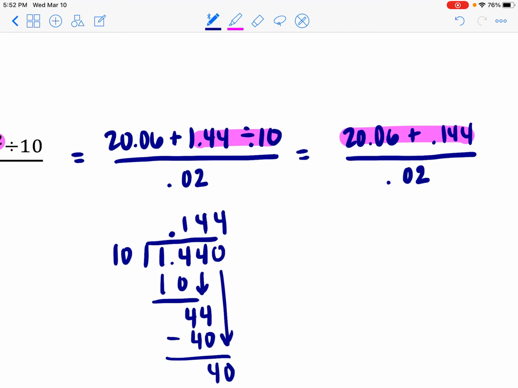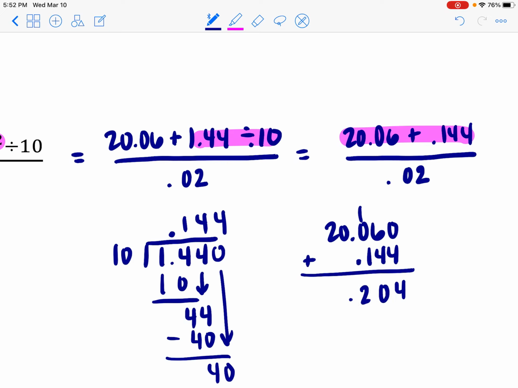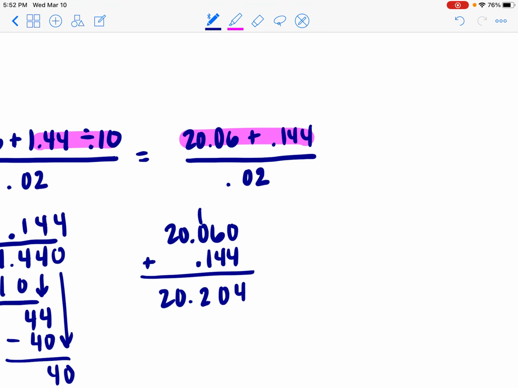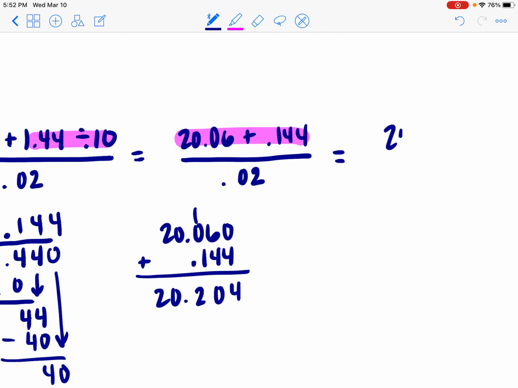Addition, 20.06. If we add 0.144 to that, remember decimals have to line up when we add. We're going to get 4 here because there's nothing to add to it. That's 10, so we carry the 1. That's 2. And then 20 here. Almost done. So I have 20.204 in the top of the fraction, and I'm dividing by 0.02 in the bottom.